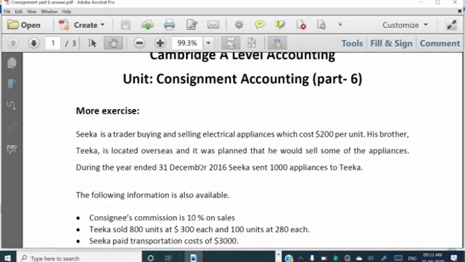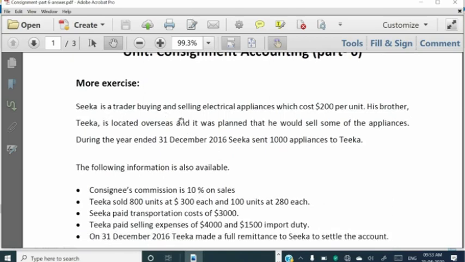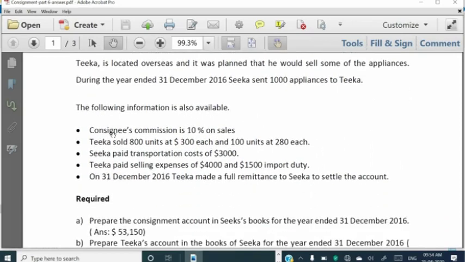So the question is, Sika is a trader buying and selling electrical appliances which cost 200 per unit. His brother Tika is located overseas and it was planned that he would sell some of the appliances. During the year ended 31st December 2016, Sika sent 1000 appliances to Tika. The following information is also available.